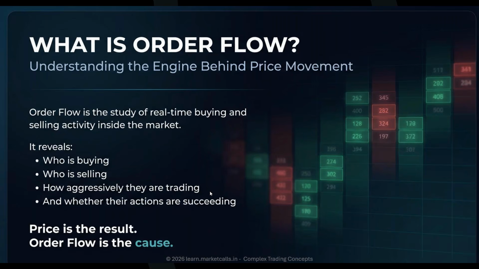It tries to explain who is buying and who is selling. In other words, it shows details which candlestick charts don't show. It shows more dimensional information. It shows how aggressive the participants are at each and every candle. And it also tries to explain which auction is succeeding and which auction is not succeeding.